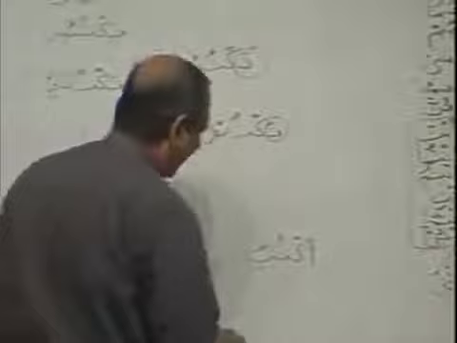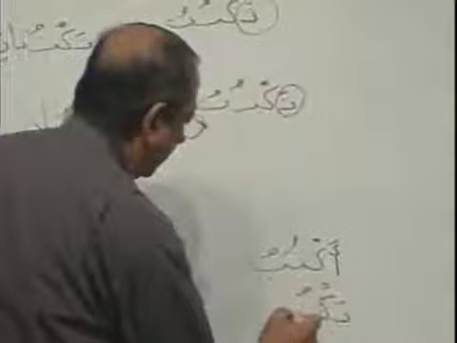Now, what is left, brother? Ana and nahnu. I'm writing ana aktubu. And then I write down nahnu naktubu. So brothers and sisters, where is the file in aktubu? Most people say, no brother, no. Where is the file in naktubu? They say noon. No, no, no. What are they? Alamatul mudariya. Sign of mudariya. How many signs of mudariya are there, brother?